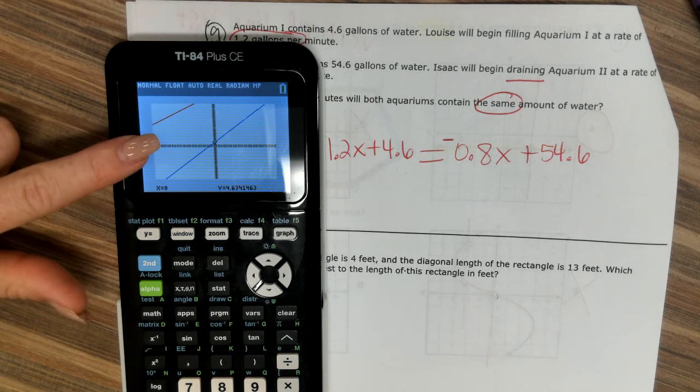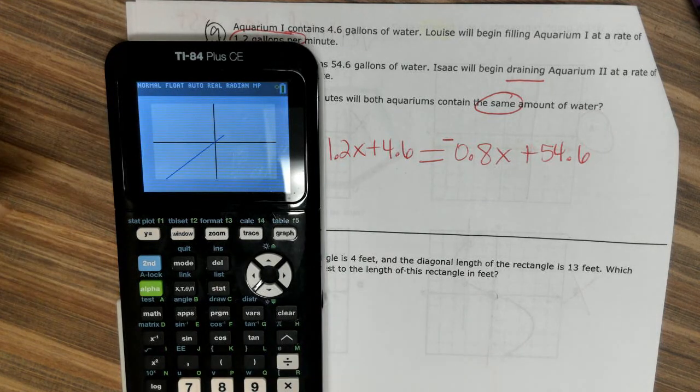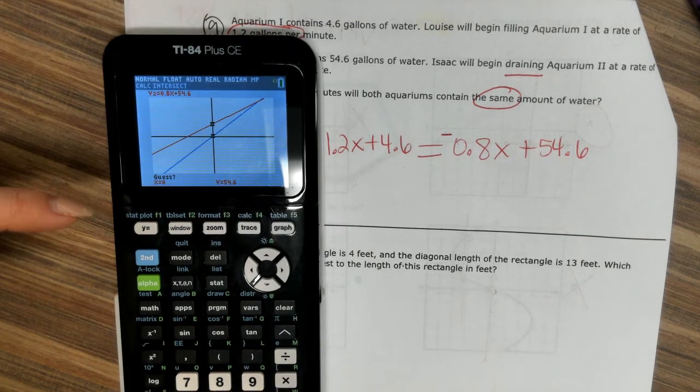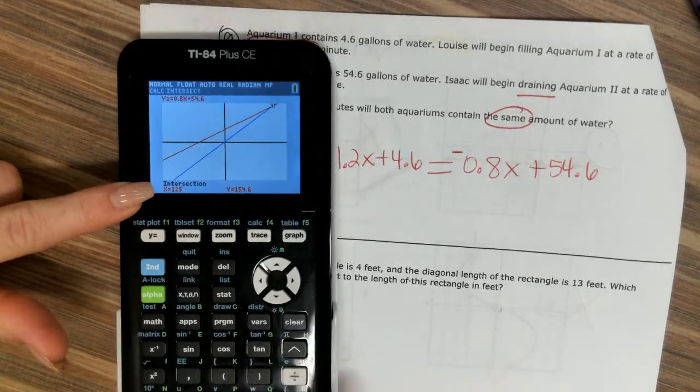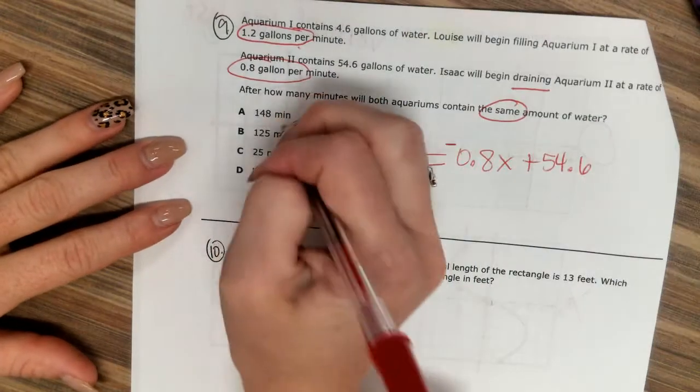Ooh, can I see them still? I can see it, but I need to zoom out again. Zoom out. And when you hit zoom out, you have to hit enter. There we go. Now I can do second trace, option 5, enter, enter, enter. And my answer is 125.